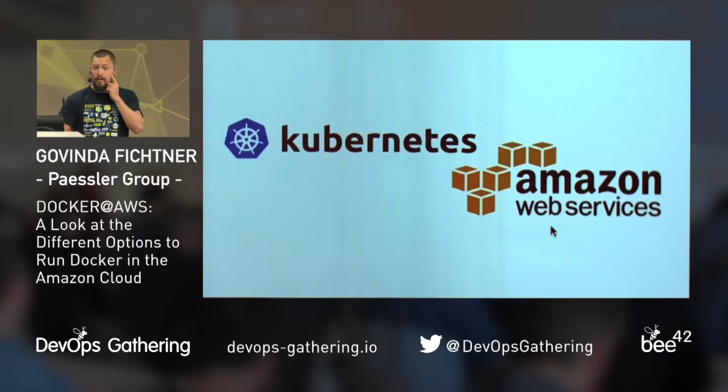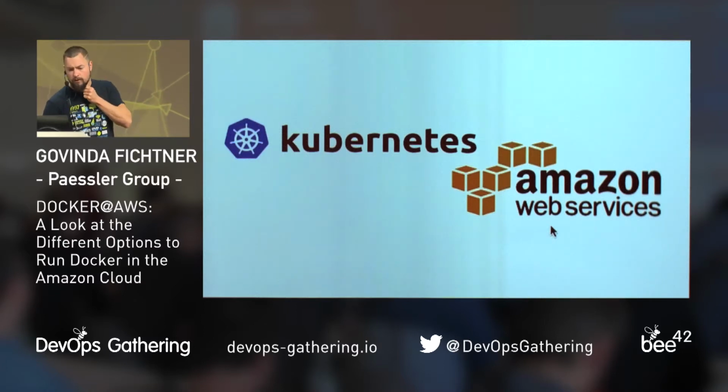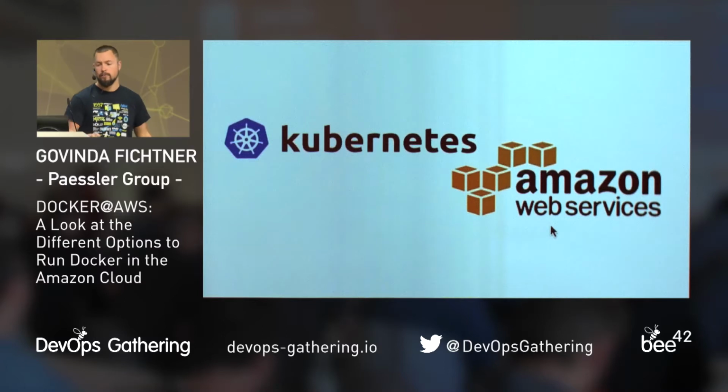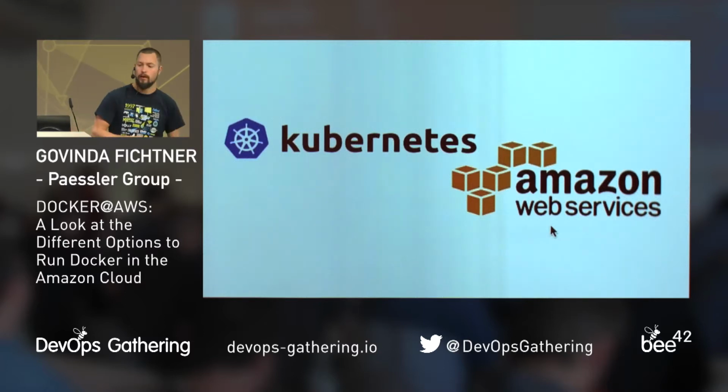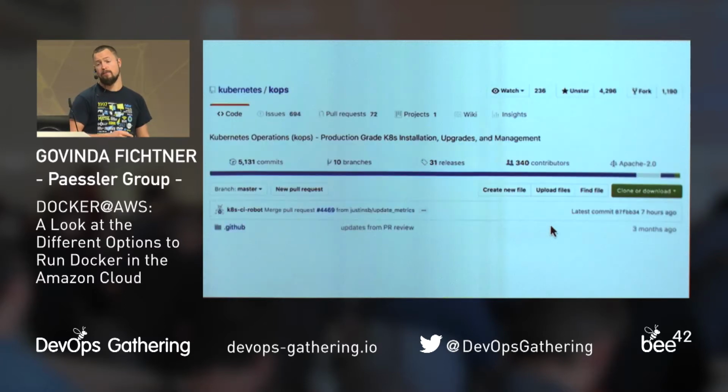Then the next option to run containers on AWS with a couple of virtual machines is Kubernetes. Unfortunately, right now there is no managed Kubernetes service on AWS, unlike with Google Cloud, and you basically have to roll your own Kubernetes.